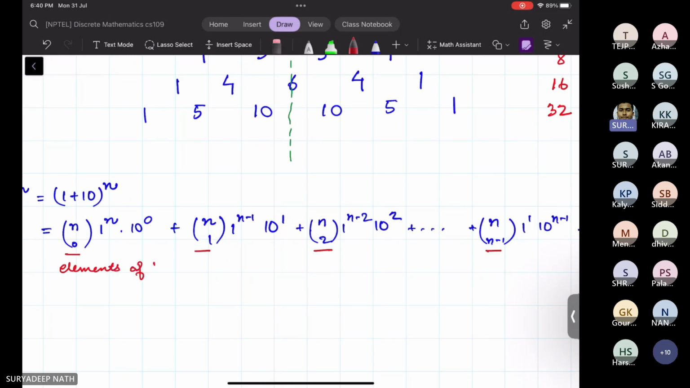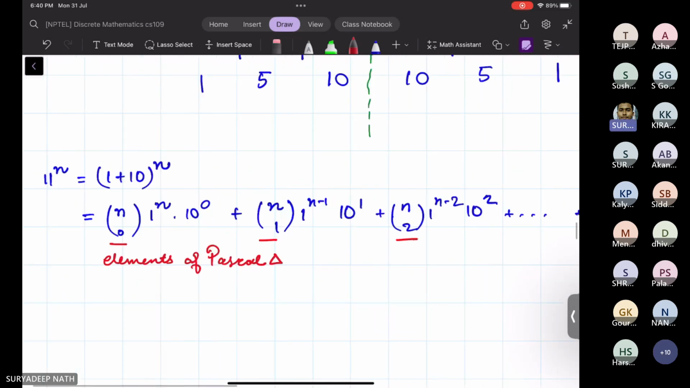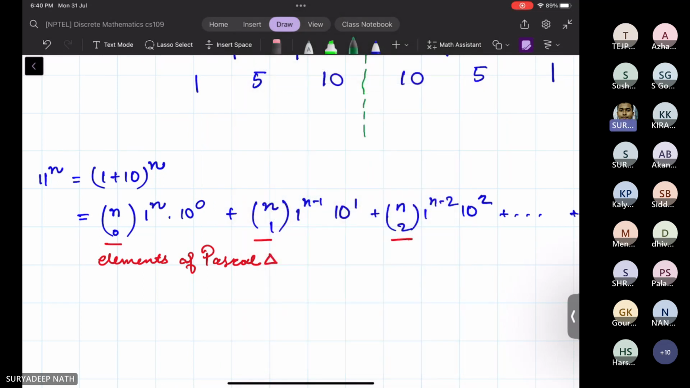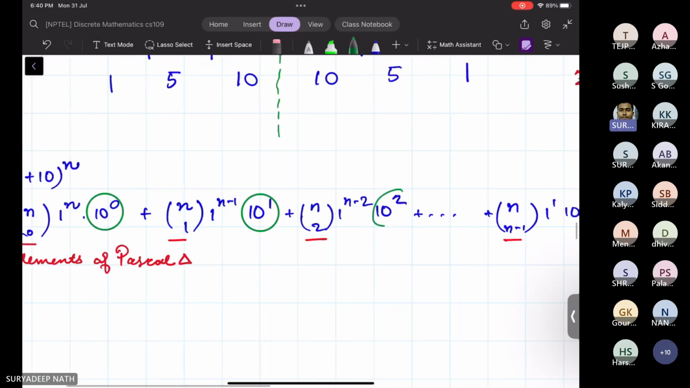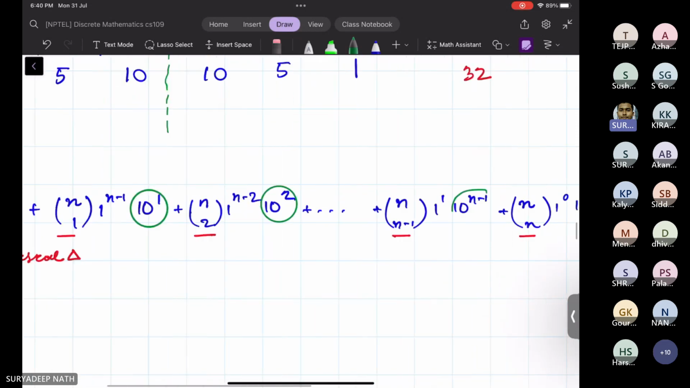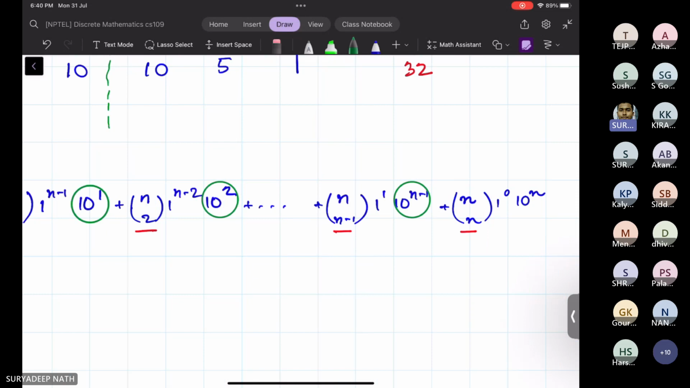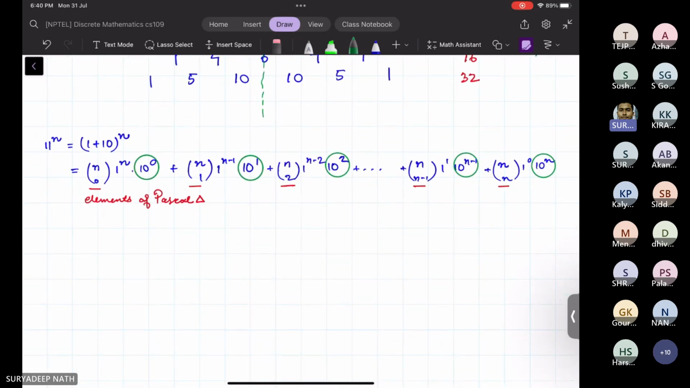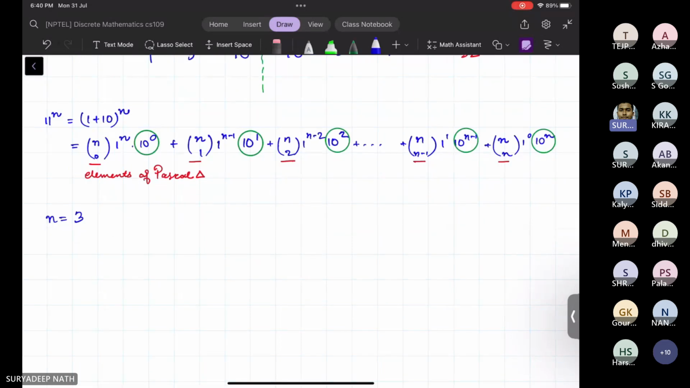these coefficients are the elements of Pascal's triangle. Now if you look at these numbers, 10 to the power 0, 10 to the power 1, 10 to the power 2, what these numbers basically do, any power of 10, is add zeros to the existing number. So let us do a simple case, let's say n equal to 3. I'll show you for n equal to 3, then you can see the pattern itself.